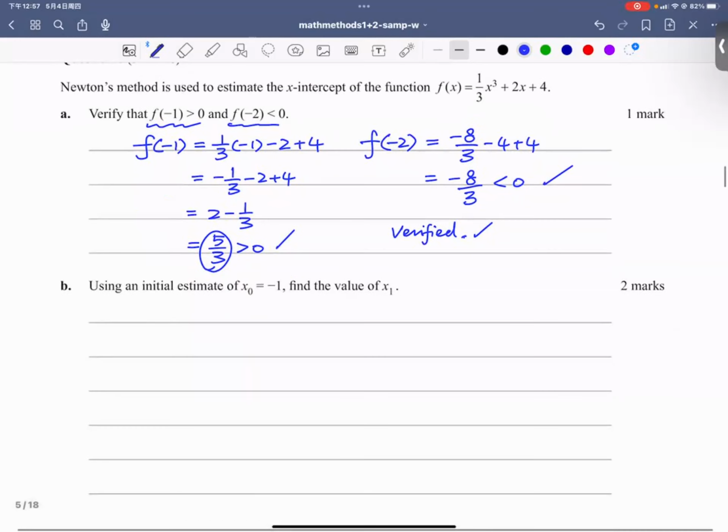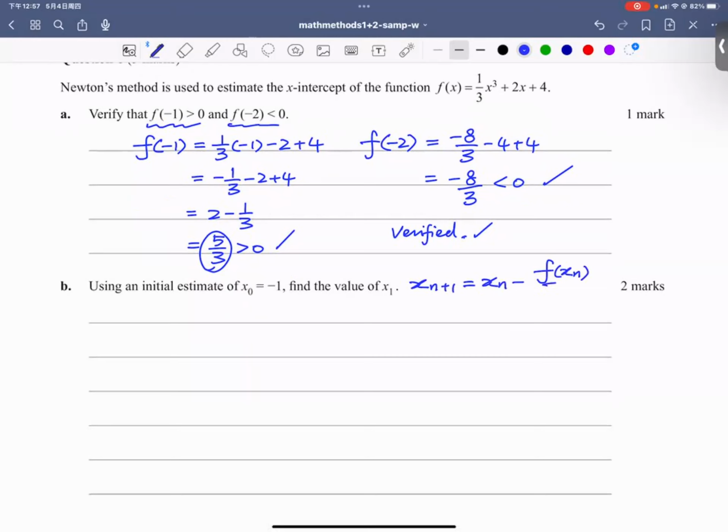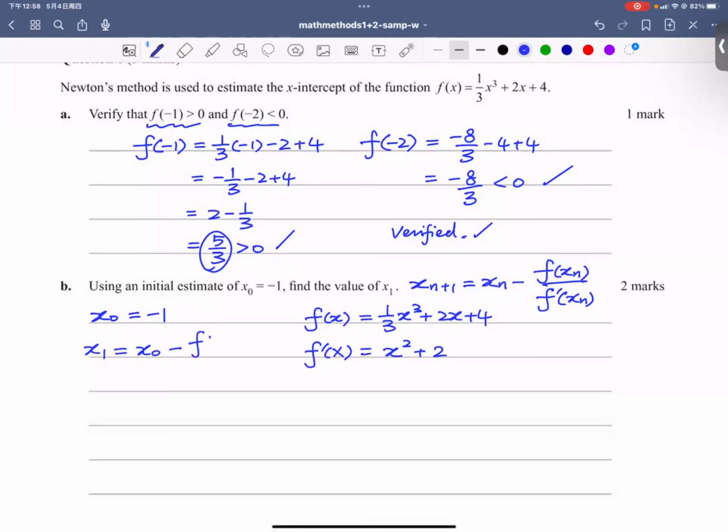Okay, now Newton's method, remember, it's x(n+1) equals x(n) minus the previous y value divided by the previous gradient, okay? So your x naught is going to be minus 1. f of x is simply a third x cubed minus 2x plus 4. f dash of x, differentiating the function f, you should get x squared plus 2. So x1 is x naught minus f of x naught divided by f dash of x naught.